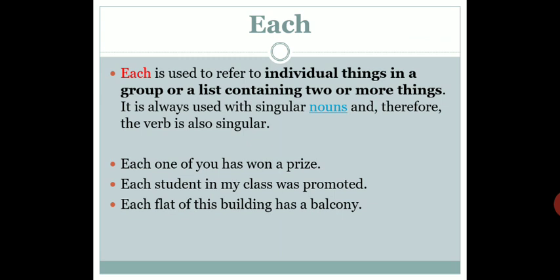Each is used to refer to individual things in a group. When we are talking about individual things in a group, or a list containing two or more things, then we have to use each. It is always used with singular nouns, and therefore the verb is also singular. We have to use each with a singular noun, and the verb should be singular only.